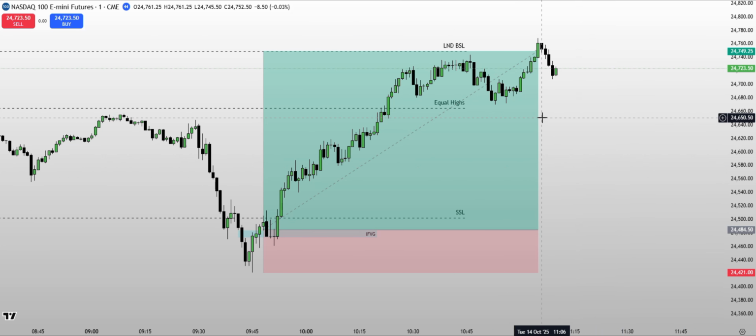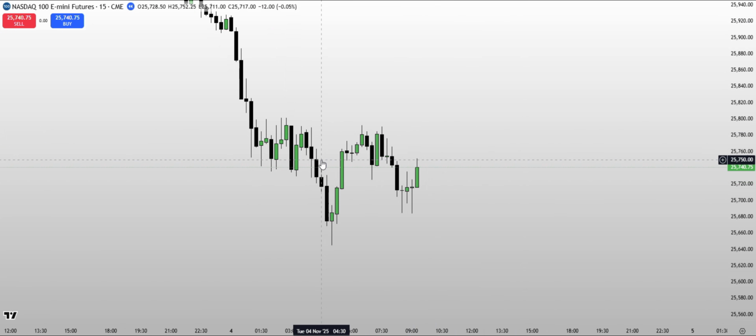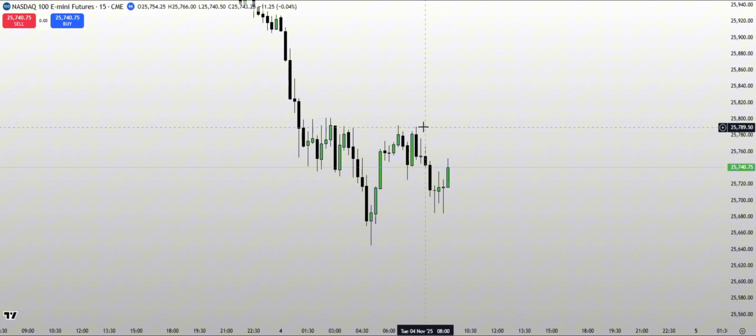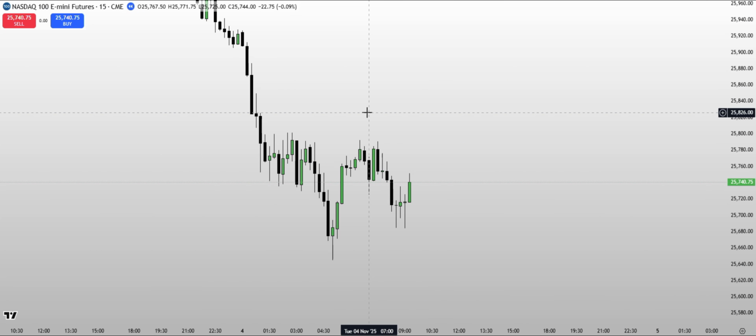All right, so here's another example of how you can spot those highly likely reversals in the market. Staring at this area right here, what do you see in price? What do we have?